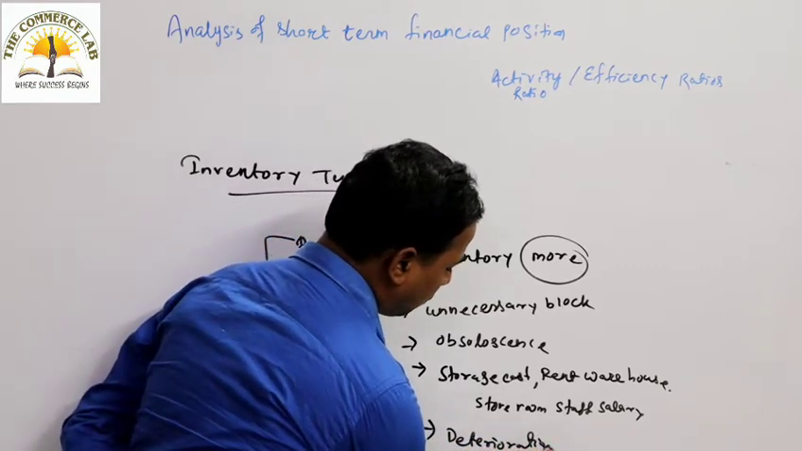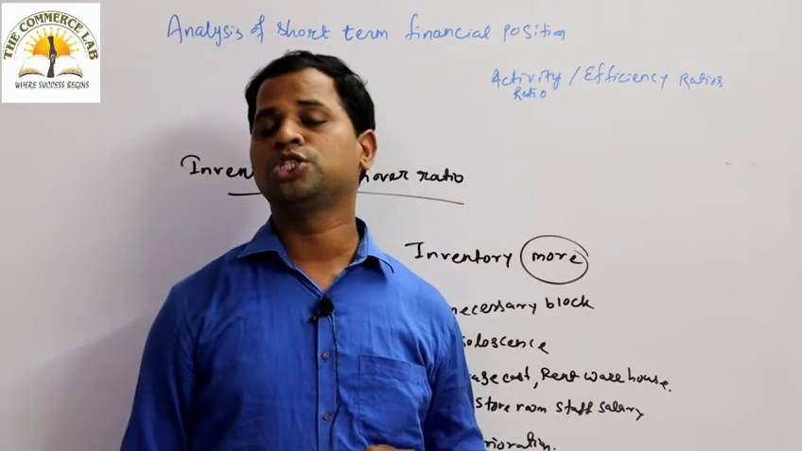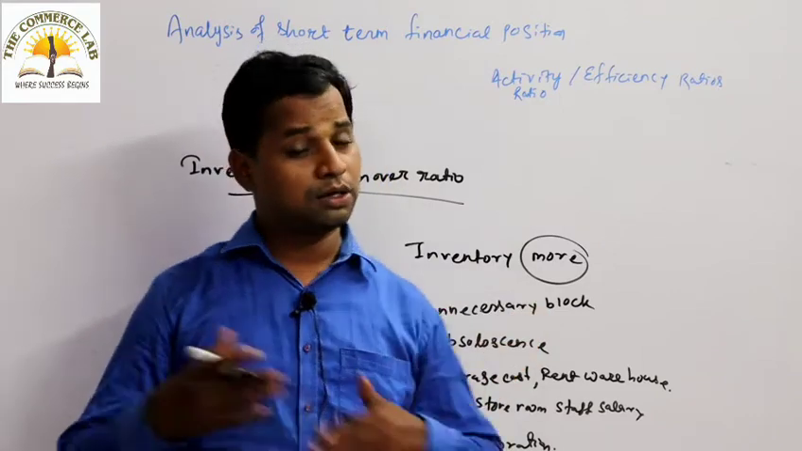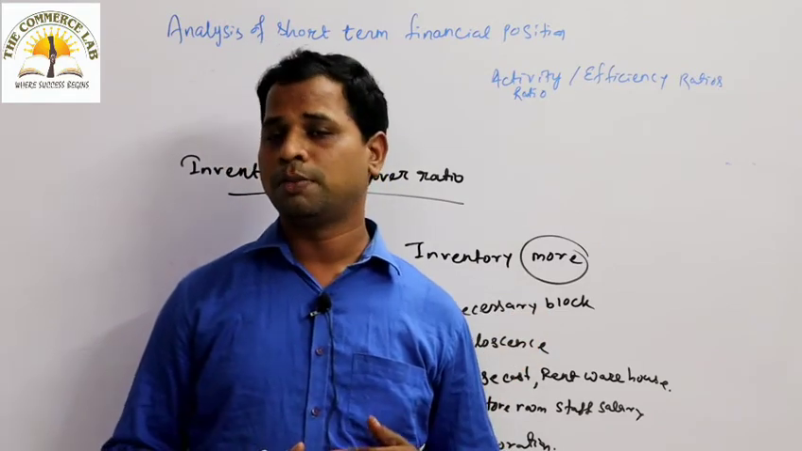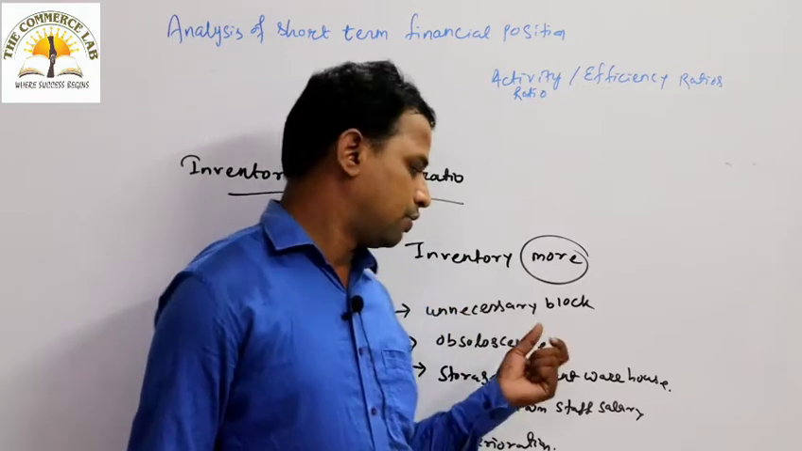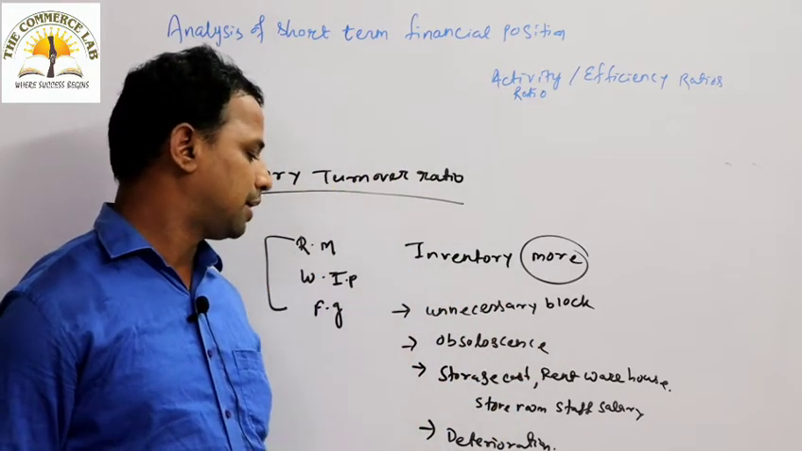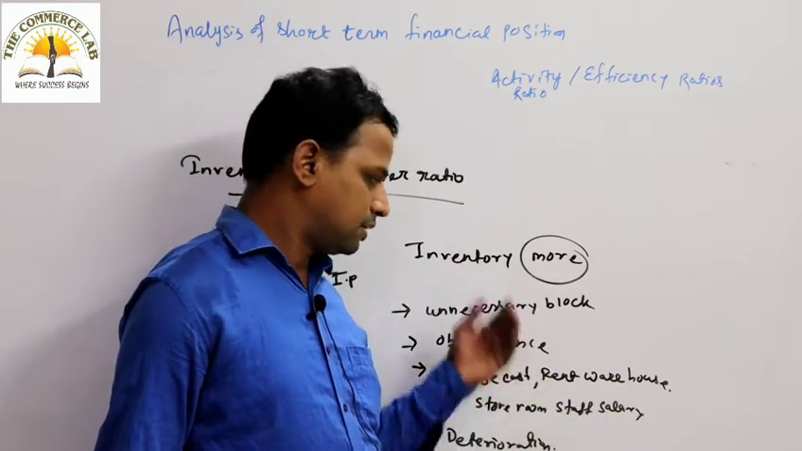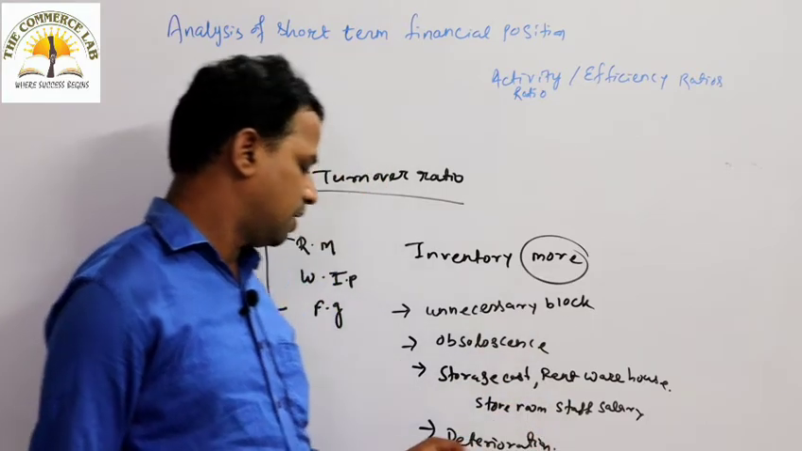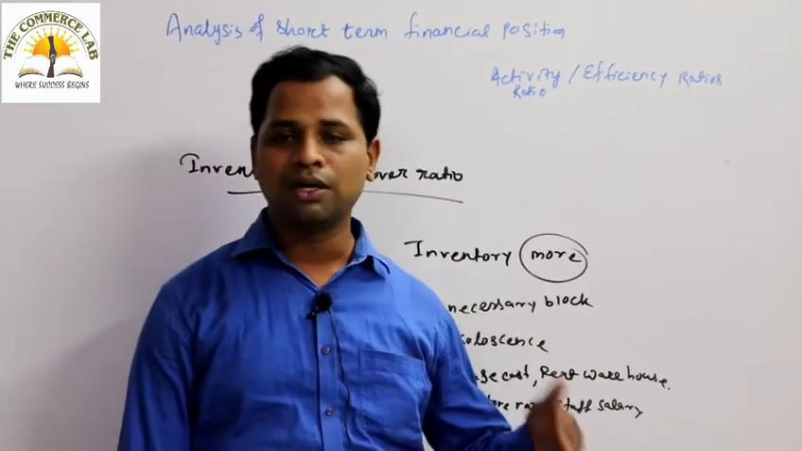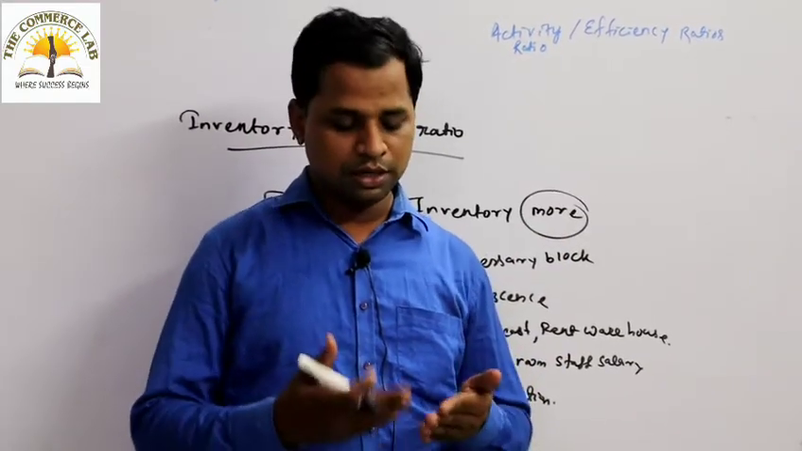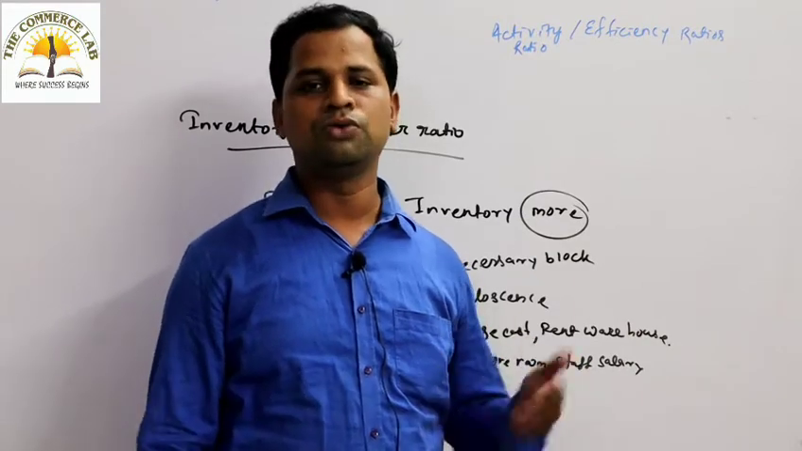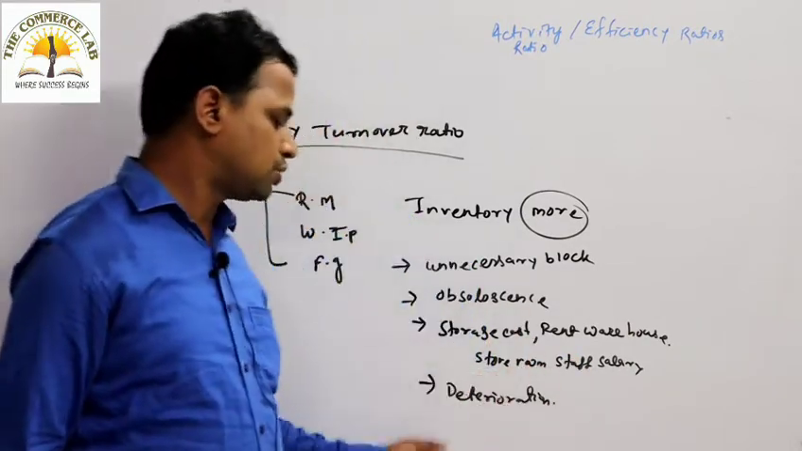If you are investing too much money in inventory, there is an unnecessary blockage of funds. As time progresses you lose the value of that raw material or finished goods because of the change in technology, that is obsolescence. Similarly, different costs arise: storage costs, rent of warehouse, storeroom, staff salary. Then deterioration. Deterioration means you can lose quality, because if some stock is there for long years or long days, it will lose its quality. That leads to deterioration.